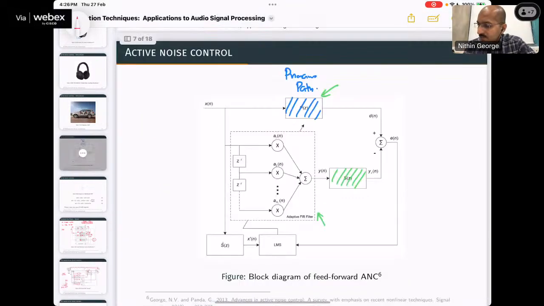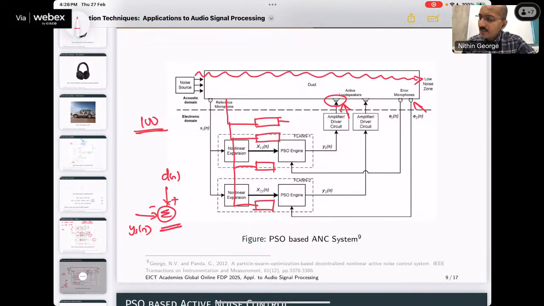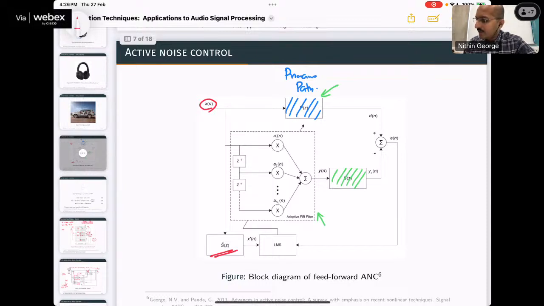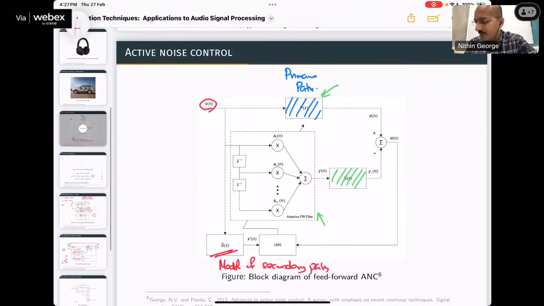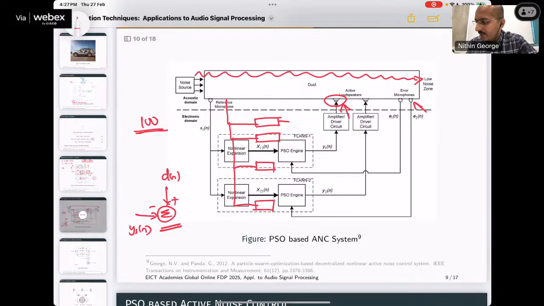One benefit is, if you see here, I have written something. Let's not go there. There is some advantage. I'll just mention what the advantage is, without going into why it is there. The modeling of the secondary path, which is necessary for solving this problem, is not needed if I use a multi-agent optimization. That is the main idea which we have to use.